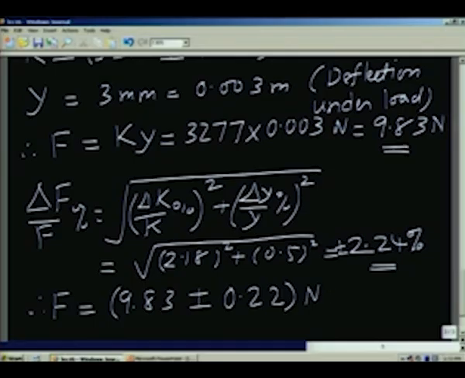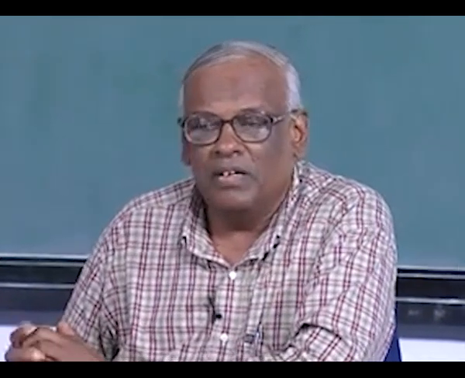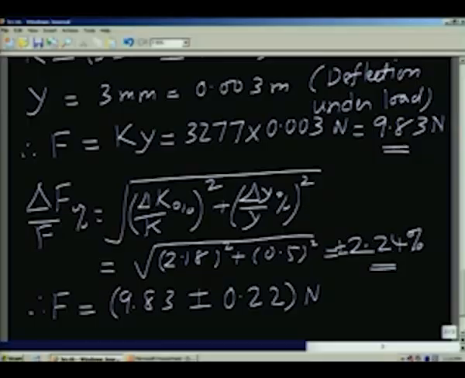So, you see that in this example the elastic member which undergoes a deflection, which is in the form of a cantilever beam made of spring steel, can measure a force of about 10 newtons. 9.83 is very close to 10 newton for a deflection of about 3 millimeters under the load. So, this is just an example to show what kind of numbers you expect in a problem like this.